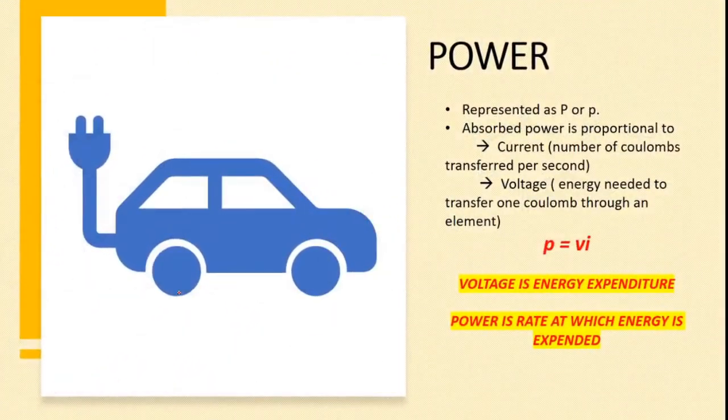Now, we have seen what is current, we have seen what is voltage. Now, we are going to see what is power. There is actually a difference between energy and power. Energy is how much I possess. I have a very great energy at 8 o'clock in the morning, but at 3 o'clock my energy becomes lower. But power is different from energy. Power is the speed or the fastness at which I move.